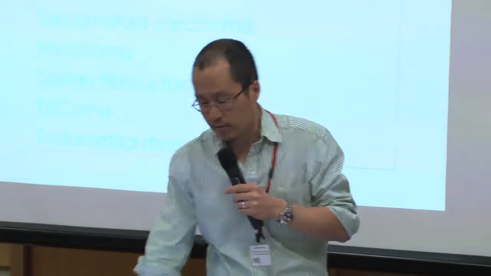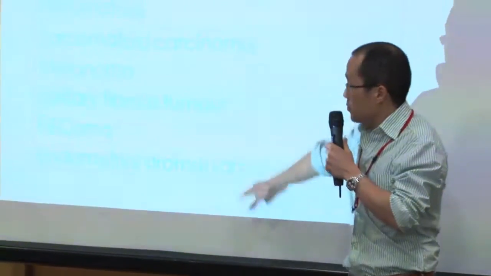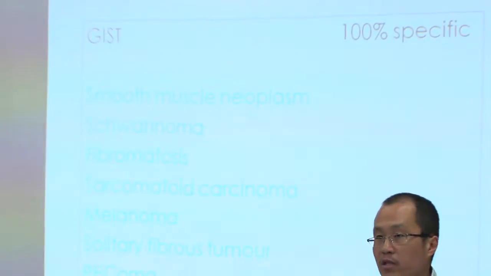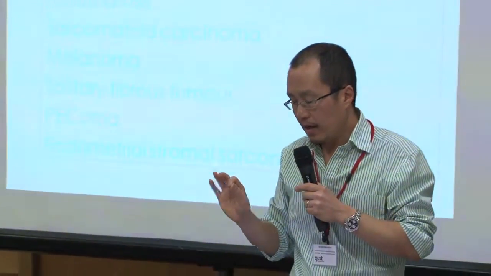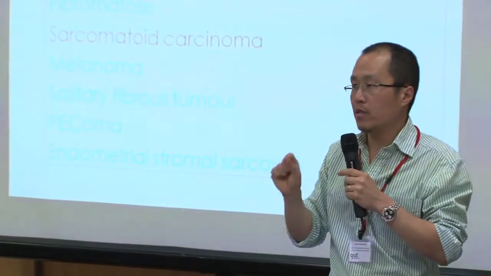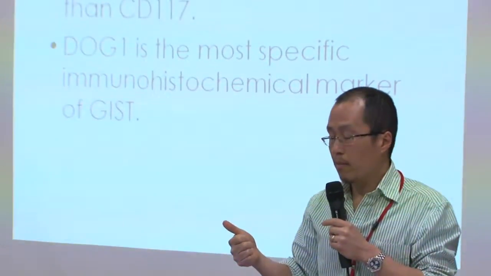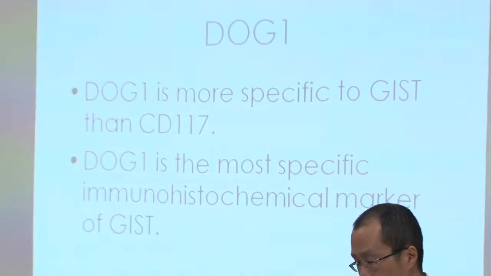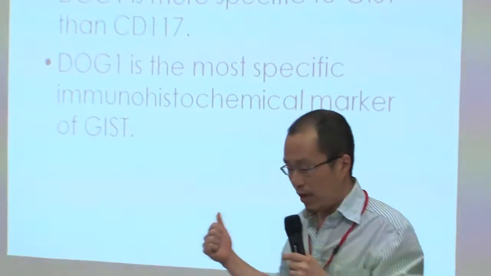And by specific, I mean this. So let's take GIST. GIST can look similar to lots of other neoplasms. If an antibody only stained GIST and none of the other ones, that would be 100% specific. That would be fantastic. But we know that in medicine, unfortunately, that doesn't exist. There's never 100%. If that antibody stains other things which might look like GIST, that antibody is less specific. So DOG1 is, A, more specific than CD117, but it's also currently the most specific immunohistochemical marker of GIST that we know about. So most labs which would look at GIST would almost certainly carry or should carry that antibody, or at least use it.